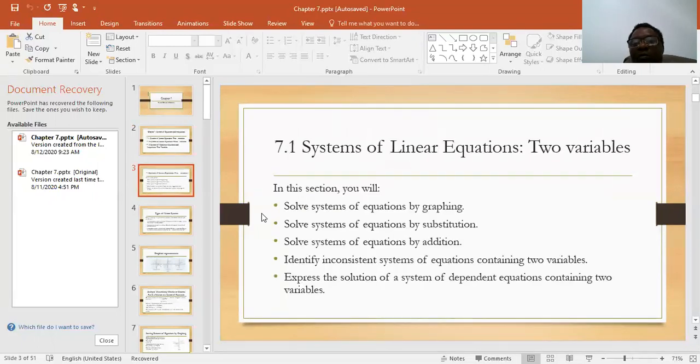Section 1, let's look at 2 variable linear equations. In this section, we are going to learn how to solve systems of equations by graphing, by substitution, by addition, and how to identify inconsistent systems of equations containing 2 variables. We will also learn how to express the solution of a system of dependent equations containing 2 variables.